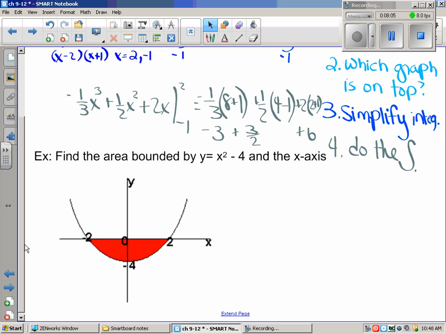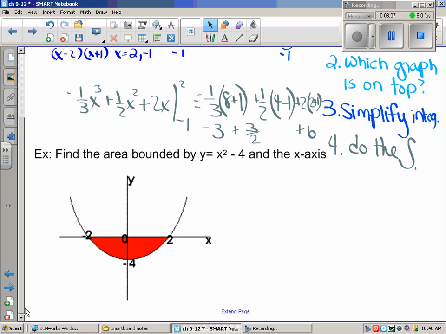Let's do this next one. Find the area bounded by x squared minus 4 and the x-axis. So there's a couple things, right? First thing we got to do is we got to figure out where they cross. And so where do they cross? But at negative 2 and 2. So I know, oh, sorry, I almost dropped my pen there. Negative 2 to 2. And which one is on top?